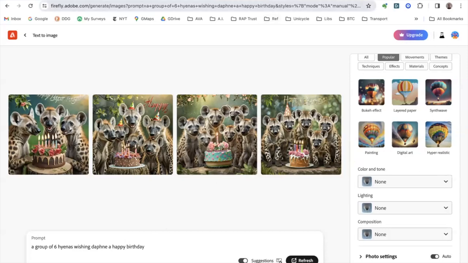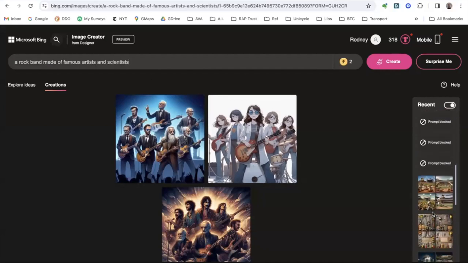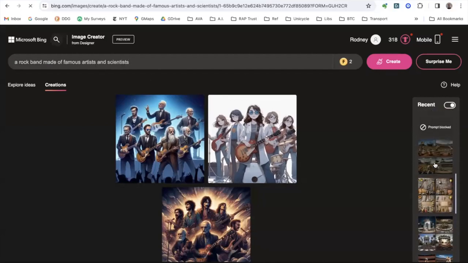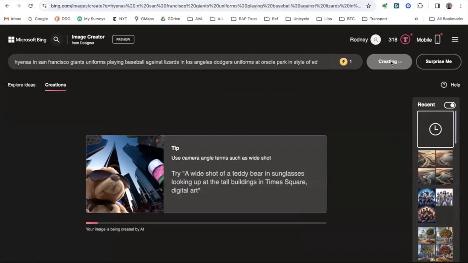I'm going to go back. There was one thing I wanted to show you guys that I thought was pretty cool that you can do. I'm going to go to my Dodger giant crazy thing. So we've got the hyenas playing against the Dodgers. But you can put in at the end of the prompt "in the style of" and pick an artist. So it could be like Edward Munch, right? And then you can tell it to do things in the style of a painter.